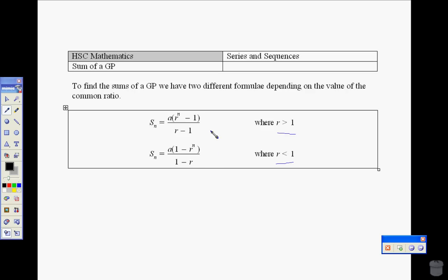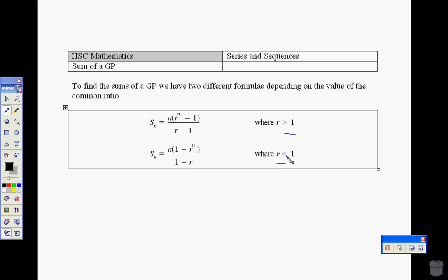So the first one is a outside of r to the power of n minus 1 all over r minus 1. Now that's going to be used if your ratio is greater than 1. If it's not greater than 1 and it's less than 1, so it's either a fraction or it's going to be negative, we're going to swap the 1 and the r around. So it's going to be a outside of 1 minus r to the power of n over 1 minus r. So it won't matter which, it doesn't change too much. It just changes its position there. So you're keeping the same value, so you make sure the values are going to work properly.